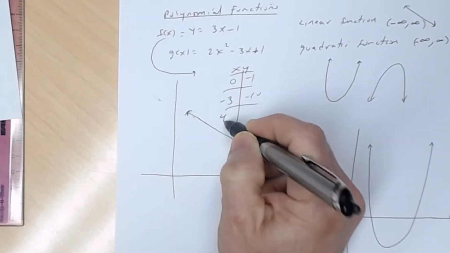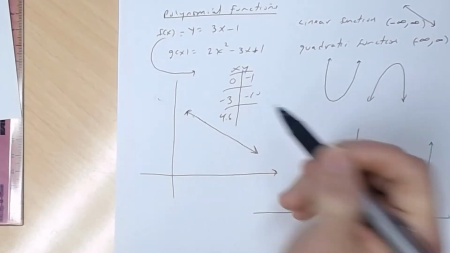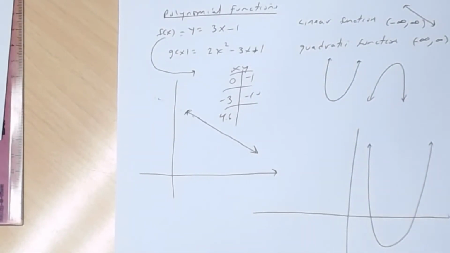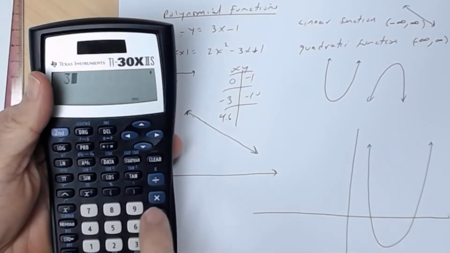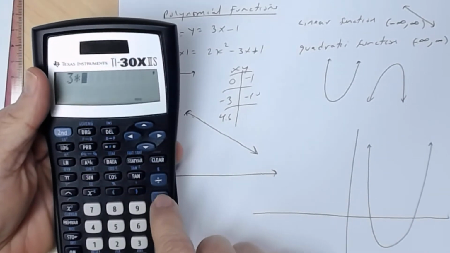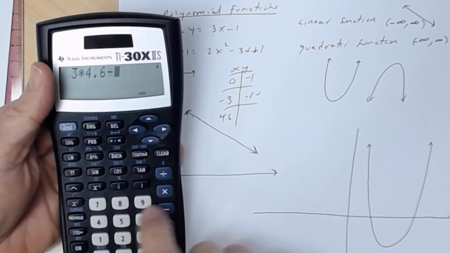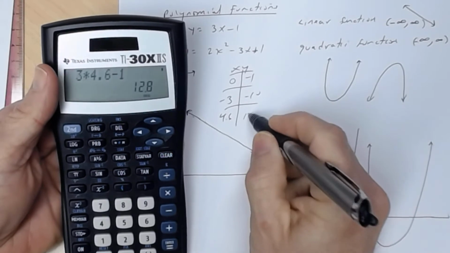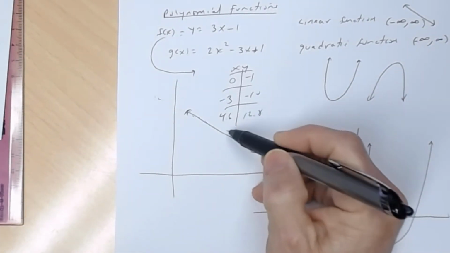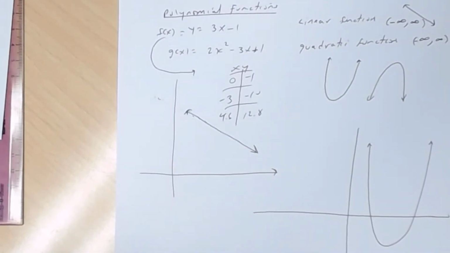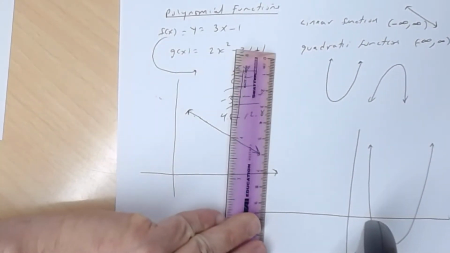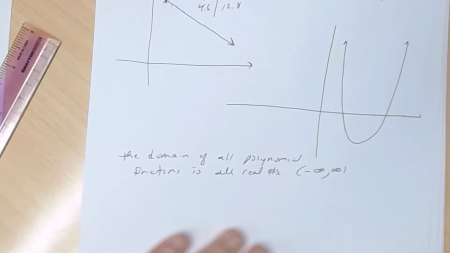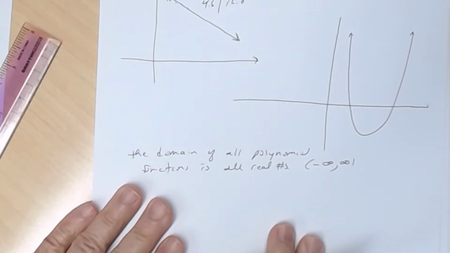If I say 4.6, 3 times 4.6 minus 1 is going to give me 12.8. So remember, for any real number, I'll get a y value back. All right, so hence the idea of the domain being all real numbers. So the domain of all polynomial functions is all real numbers.